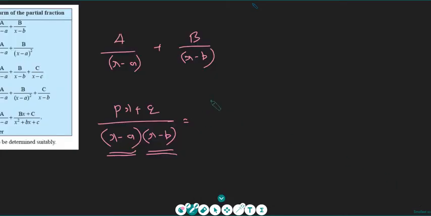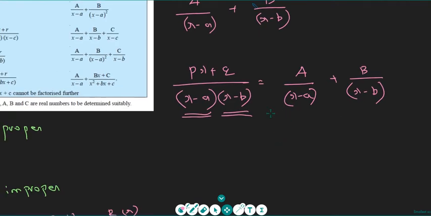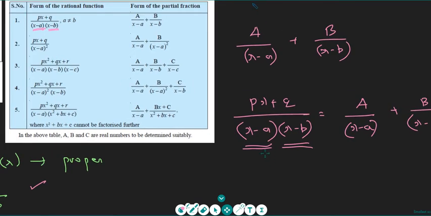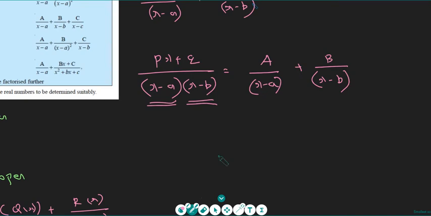This is a linear term and this is also a linear term. For this linear term we give one constant, A divided by x minus a. Similarly, for the other linear term we give one more constant, B divided by x minus b. This is very simple. We don't have any degree for the linear terms. Now let's go to the second one, px plus q.